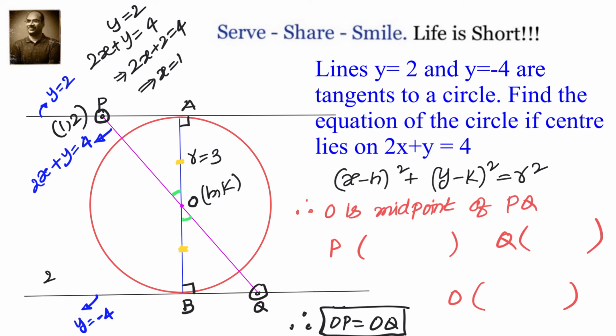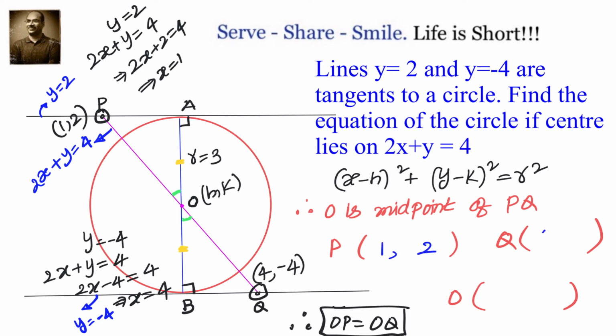Similarly, we have 2x plus y equals 4 and y equals minus 4. That means we get 2x equals 8, x equals 4 and y equals minus 4. So the coordinates of Q are (4, minus 4). Once we have the coordinates of P and Q, we can easily find the coordinates of O, because O is the midpoint of PQ. The coordinates of P are (1, 2) and of Q are (4, minus 4). What will be the coordinates of O?